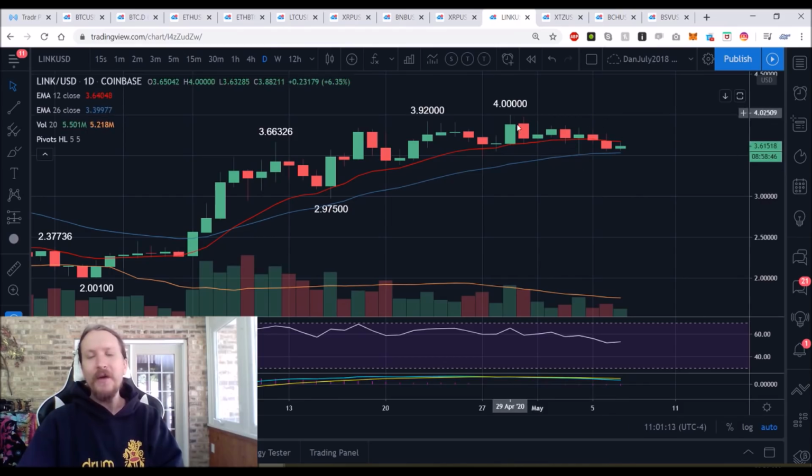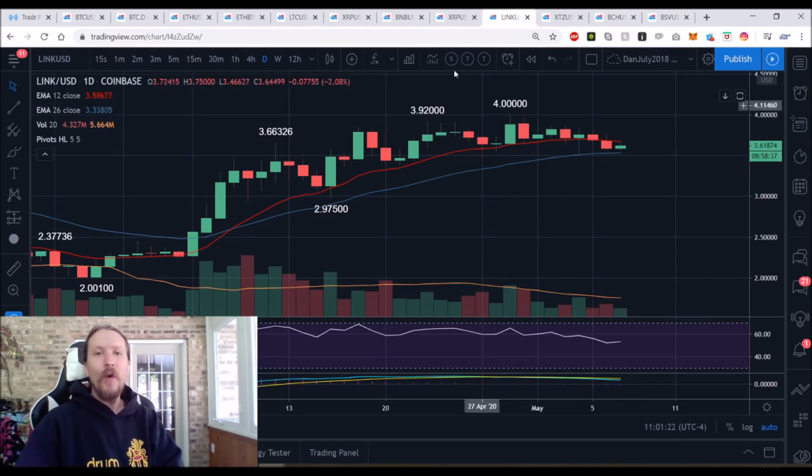And on any bounce, I would call anything under $4. Actually, I would call anything under 387 just a lower high. But we're on the verge of key support, certainly worth watching in the short term.